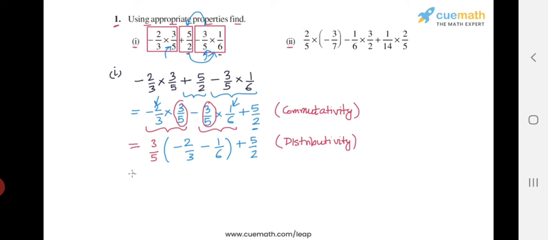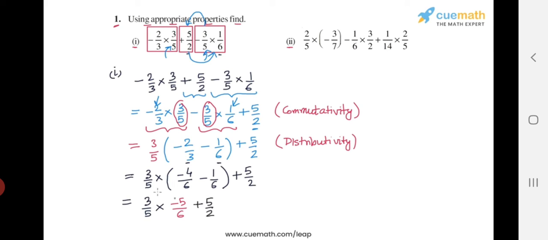Alright, now let's simplify this. So now we have 3 by 5 into minus 2 by 3 minus 1 by 6. So let's take the LCM and combine these two terms. Minus 2 by 3 can be written as minus 4 by 6, and then we have minus 1 by 6, and we have the plus 5 by 2 term. So minus 4 by 6 minus 1 by 6 is minus 5 by 6. So we get 3 by 5 into minus 5 by 6, and then we have plus 5 by 2.